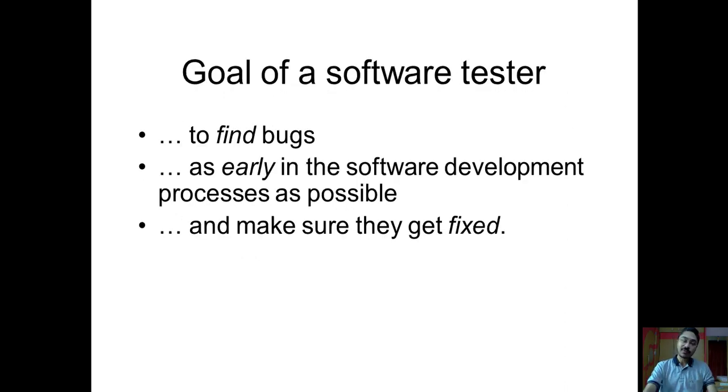So the goal of a software tester is to find the bugs. This is generally our assumption. But it's not limited to that only. They also have to find those bugs in the earliest phases of software development, because if those bugs are found in the later phases, that will cost more to fix. And there is another role of a software tester, to make sure whether the bugs are fixed or not. So generally this is a disputable point.